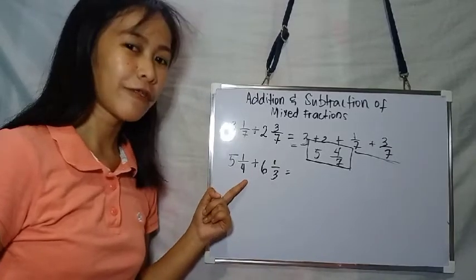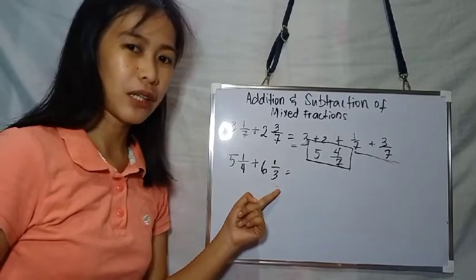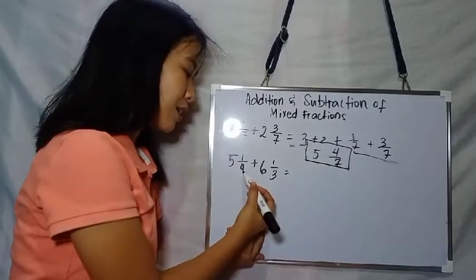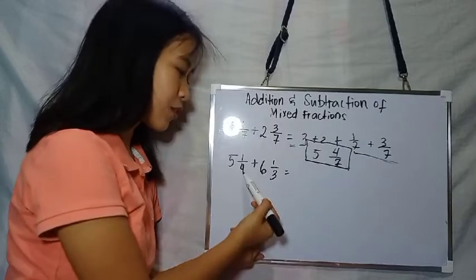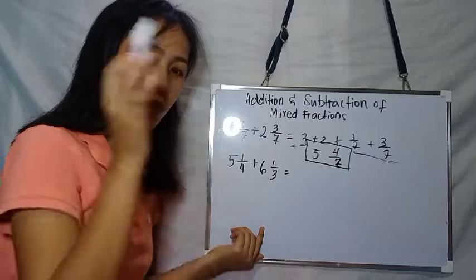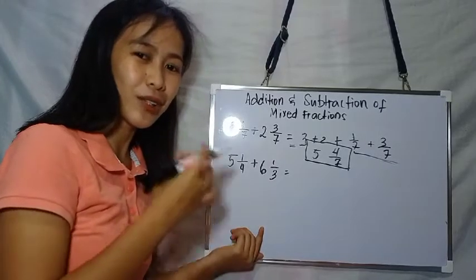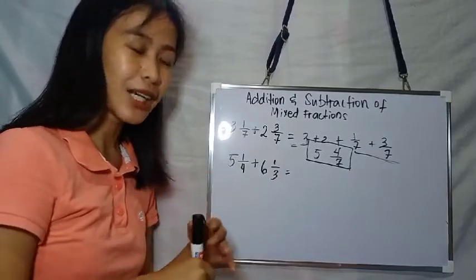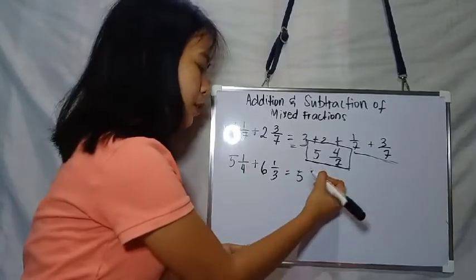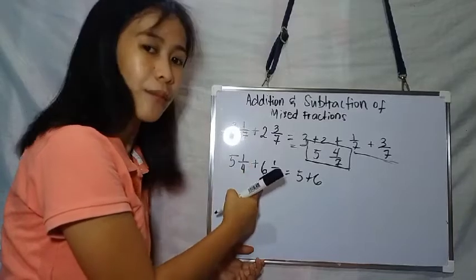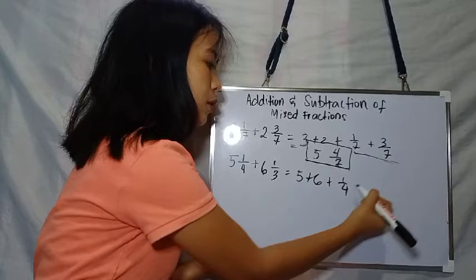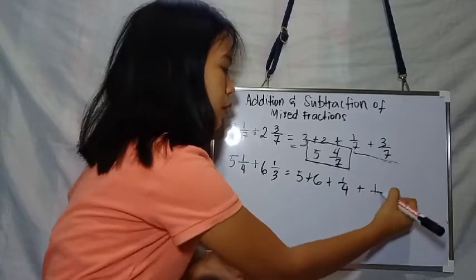We have 5 and 1/4 plus 6 and 1/3. Alright? Addition again. And right after that, as you can see, parehas lang yung gagawin natin. Pero dito, may konting difference lang kasi magkaiba yung denominator. So, susundan nyo lang kung ano yung mga nauna kong itinuro, okay? Doon sa dissimilar fraction, alright? So, di ba, pagsasamahin lang ulit natin, 5 plus 6, whole number to whole number, and then fraction to fraction, plus 1/4 plus 1/3. Okay?